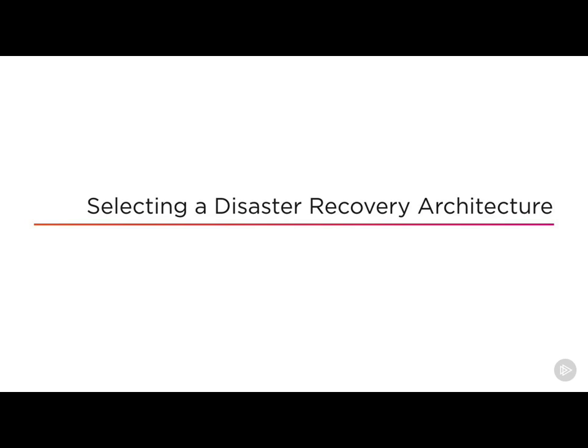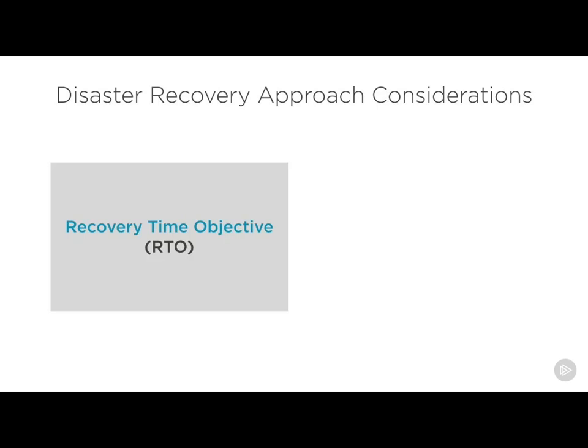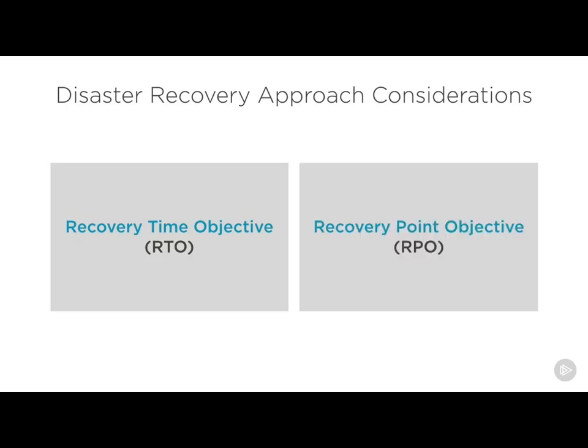So next, we're going to talk about the process that you take to select a disaster recovery architecture for your organization. So there are really two different terms that we need to know when we're considering our approach. The first is Recovery Time Objective, or RTO, and the second is Recovery Point Objective, or RPO. So let's take each of these in turn.